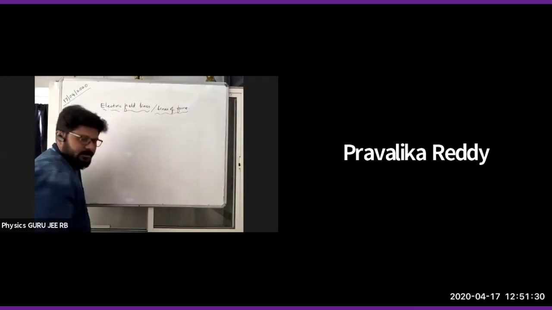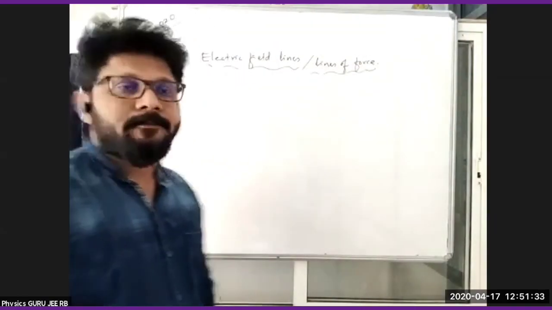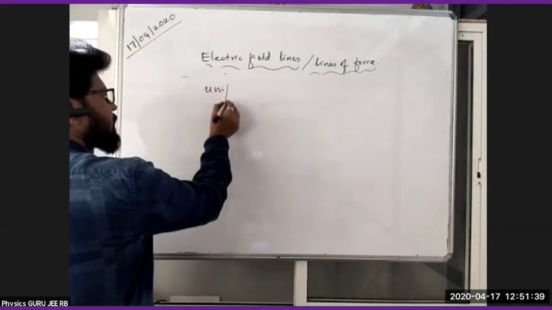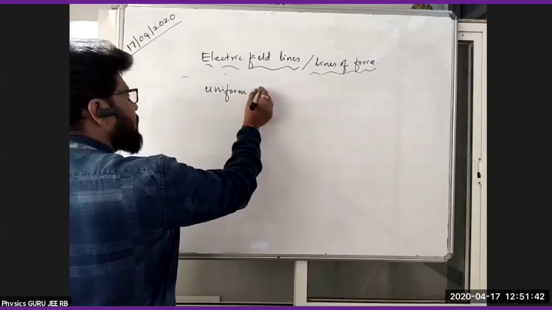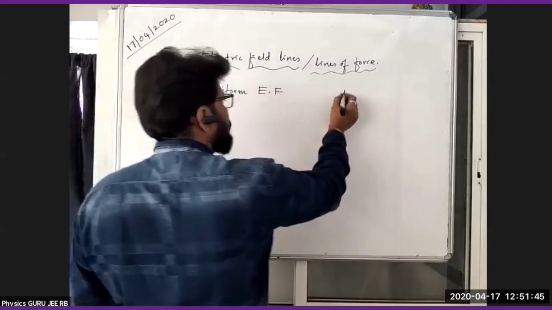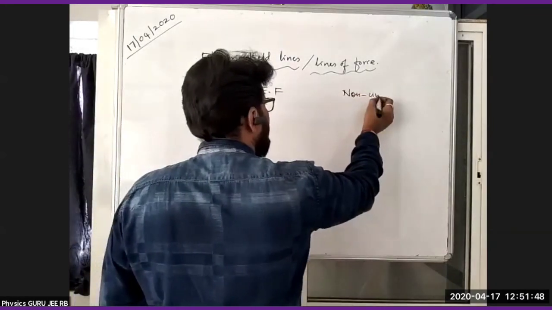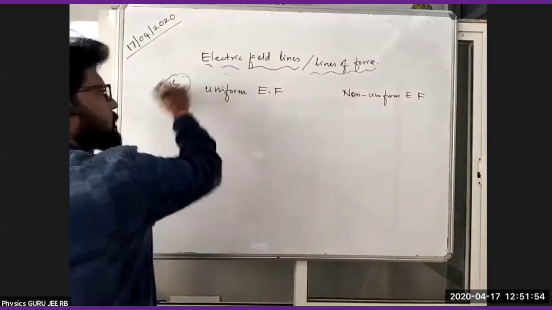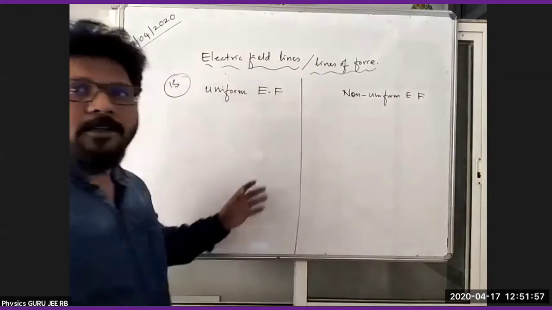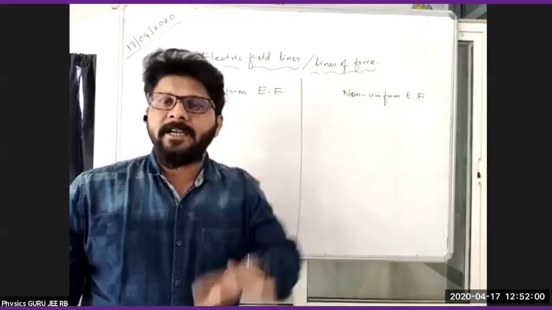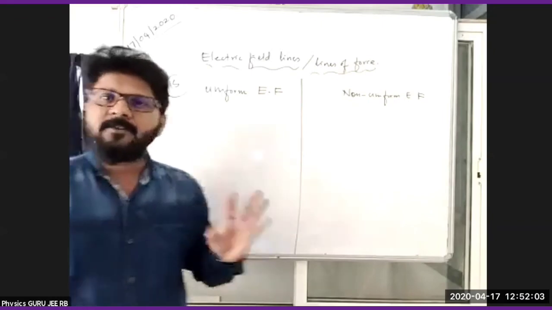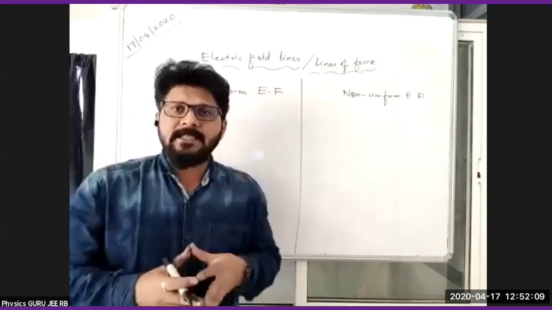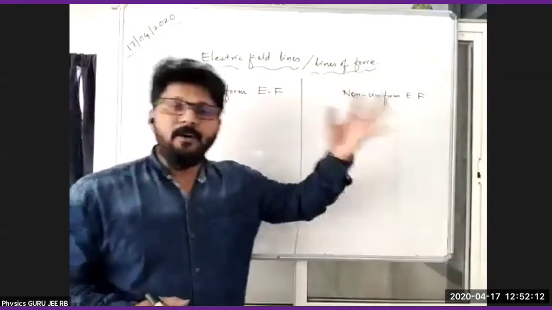Electric lines may be straight and parallel. So the first thing is the uniform electric field and the non-uniform electric field. This is the 13th one, right? So what is a uniform electric field and a non-uniform electric field? How to identify it? It is not given. By seeing the electric lines of force, you should be able to decide whether it is uniform or non-uniform. How to decide it?